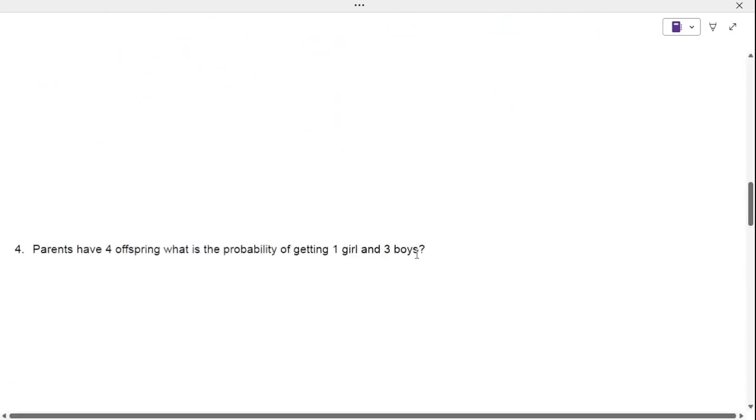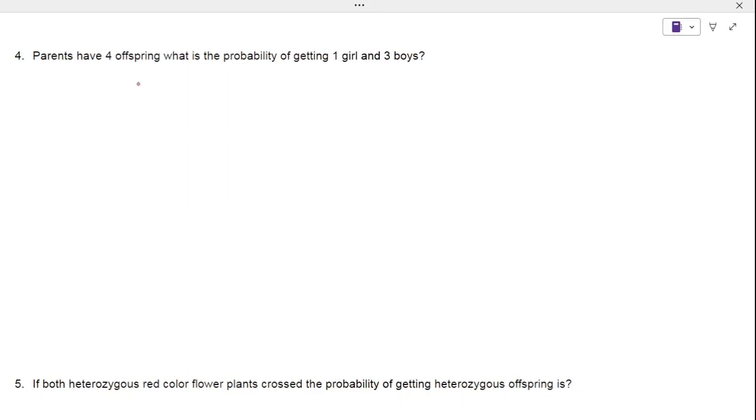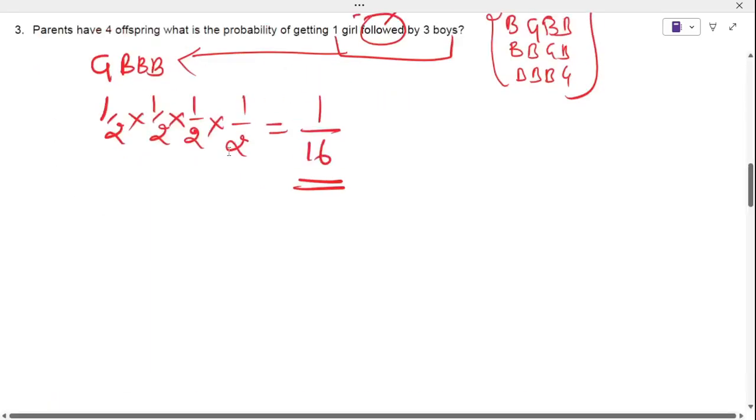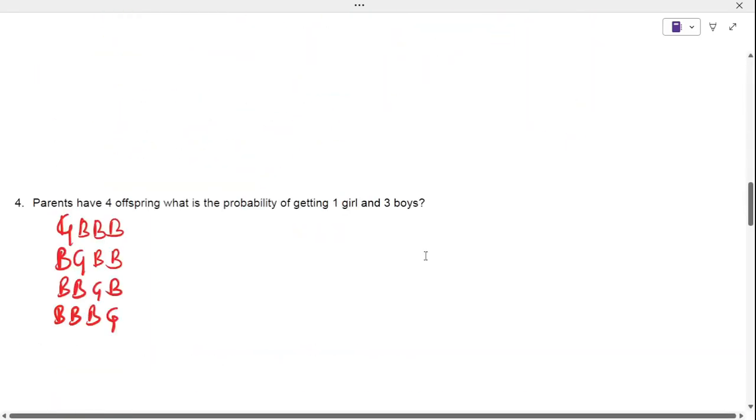Next we'll move on to the same question here. That means parents have 4 offspring. What is the probability of getting 1 girl and 3 boys? You can see here it is given randomly like this, it may be girl, boy, boy, boy, right, or boy, girl, boy, boy, or boy, boy, girl, boy, next boy, boy, boy, girl. So we already calculated for GBBB. The probability is 1 by 16 here, right?